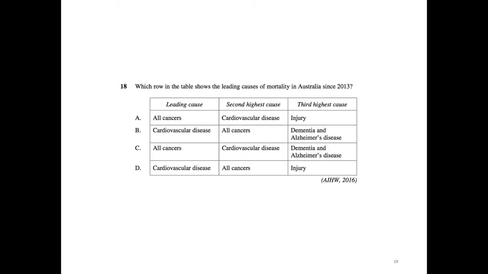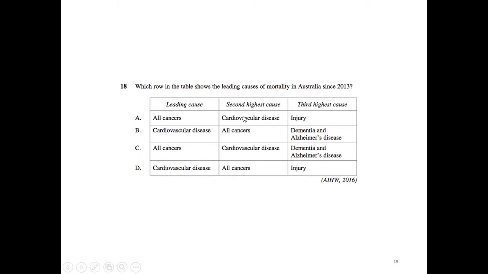18. Which row in the table shows the leading cause of mortality in Australia since 2013? Now this is straight rote learning. The best way to answer these types of questions is to go down the columns rather than across the rows, because then you have to read all four before you can eliminate. So the leading cause, is it all cancers? Yes, we know that it's all cancers combined. So B and D are automatically eliminated just by reading that first one. So we're either A or C.